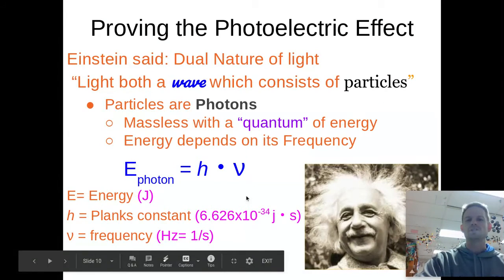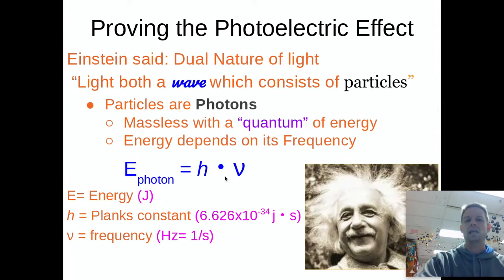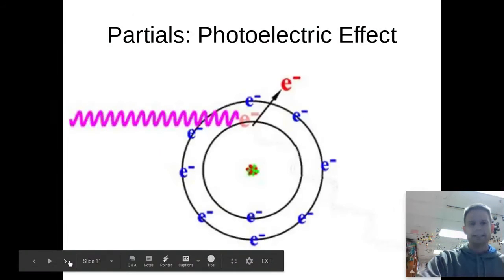So we have two equations. We have c equals nu times lambda, and now we have this new one for energy. We want to be able to use both of these equations as we go.